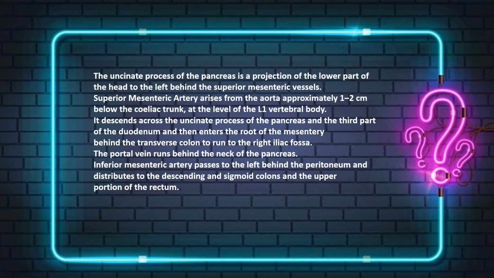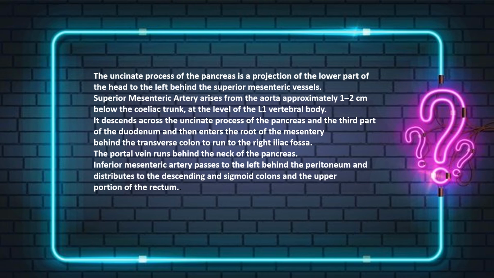The uncinate process of pancreas is a projection of lower part of the head to the left behind the superior mesenteric vessels. The superior mesenteric artery arises from the aorta, approximately 1 to 2 cm below the celiac trunk at the level of L1 vertebral body. This descends across the uncinate process of pancreas and third part of duodenum and then enters the root of mesentery behind the transverse colon to run to the right iliac fossa.